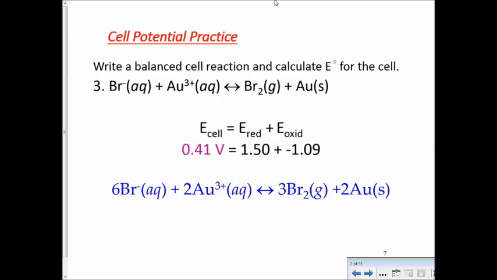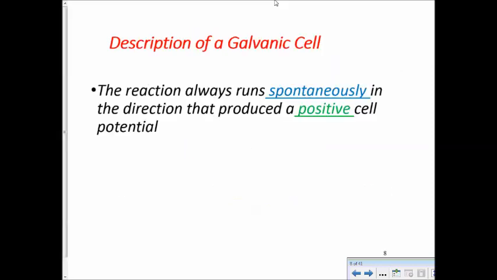All right, now moving on to some more stuff. Quick little review here. Description of the galvanic cell. Remember, in your textbook, the references, they call it a voltaic cell a lot, but galvanic, voltaic, they mean the same thing. They mean they're spontaneously run. They do not need a power source.